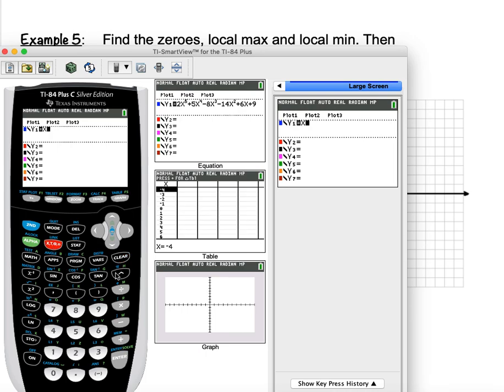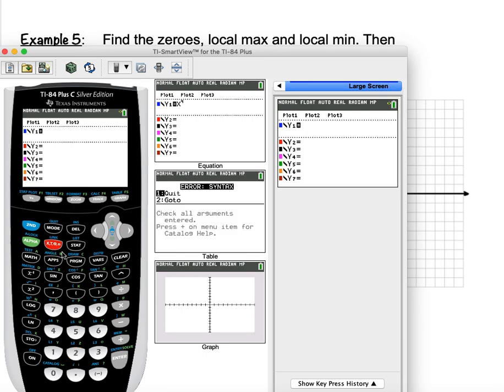So you've got x to the fourth, right arrow, minus 2x to the third, right arrow, plus 2x, minus 1. Graph.